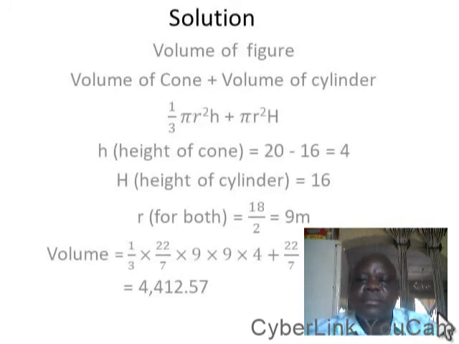All right, let's look at it. Volume of air in the cone plus the volume of air in the cylinder. There you have the formula 1/3 pi r squared h plus pi r squared H, where the small h is the height of the cone and the capital H is the height of the cylinder, 4 and 16 respectively. They have the same base radius, which is 9 meters. When you evaluate that, you have 4,412.57 meter cube.